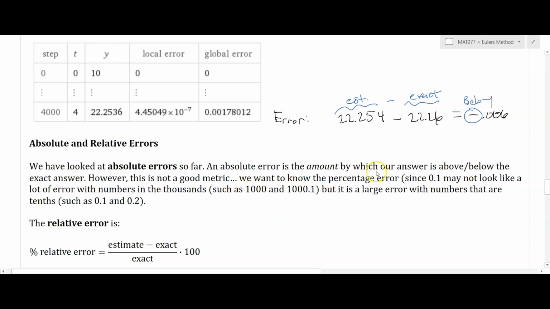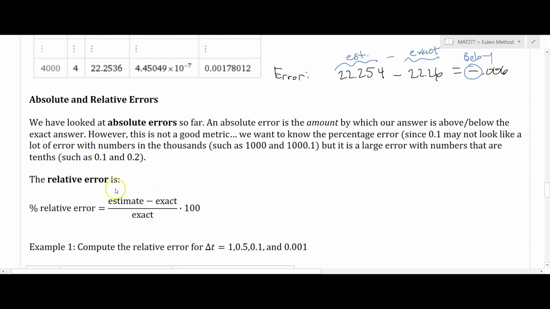So if you look at a difference of 0.1 between the numbers 1000 and 1000.1, we can probably all agree that that 0.1 is not a big difference from the 1000. But it is a large error with numbers that are in, say, tenths, like 0.1 and 0.2. That's a 50% error there. If we wanted to get 0.2, but we ended up with 0.1, we were 50% under, and that's a huge relative difference.